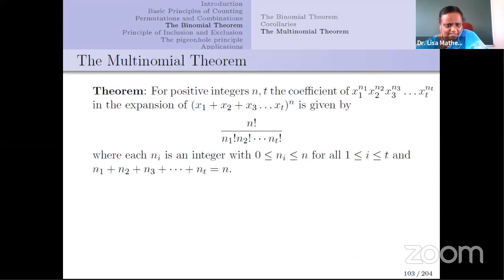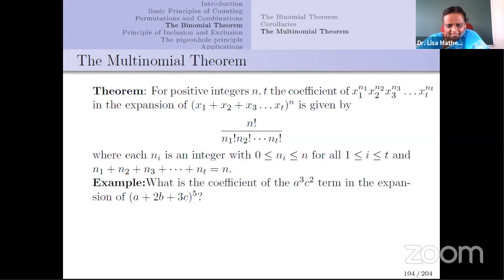Next, we have what is called the multinomial theorem. For positive integers n and t, the coefficient of x1 raised to n1, x2 raised to n2, up to xt raised to nt, in the expansion of x1 plus x2 plus x3 up to xt raised to n is given by n factorial divided by n1 factorial, n2 factorial, up to nt factorial, where each ni is an integer that lies between 0 and n for all i. And when I add up all the values of ni, I get n itself.